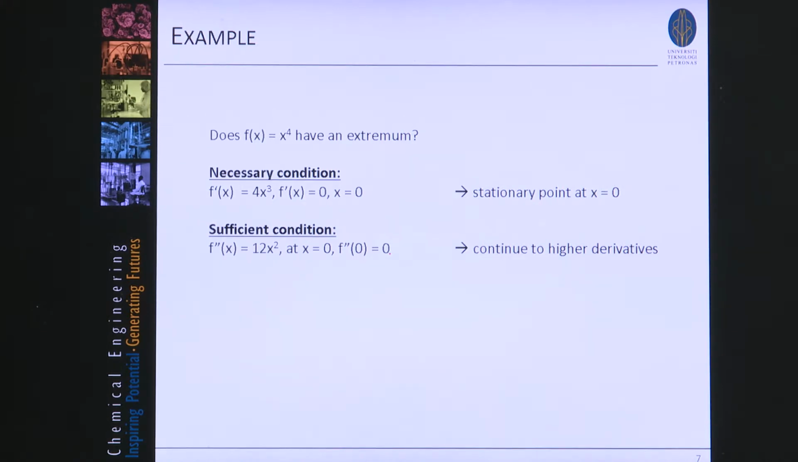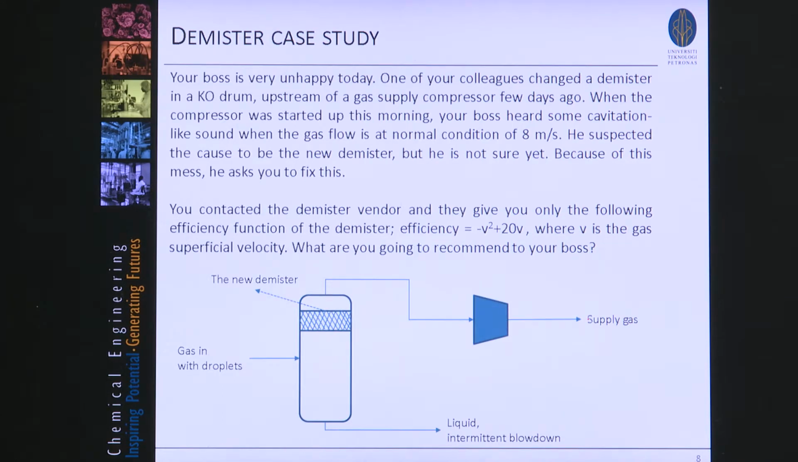If it's 0, we don't know if it's positive or negative, so we continue to higher derivatives. We differentiate even further: 24x, and then 24. This 24 is the fourth derivative. Since 4 is an even number and 24 is positive, this is a minimum. You can apply this; this is one case.